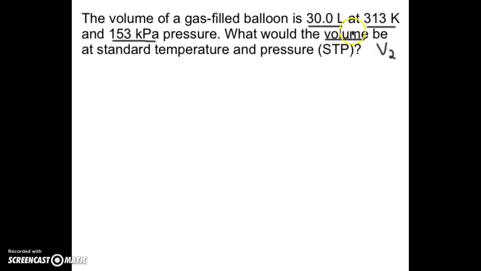Now, if you remember standard temperature and pressure, that means standard temperature is 273 Kelvin. Standard pressure is going to be 101.3 kPa. So those are your standard conditions. You'll see those in problems every once in a while. So if it says it's changing to STP conditions, these are the conditions that you want to use: 273 Kelvin for the temperature and 101.3 kilopascals for the pressure.